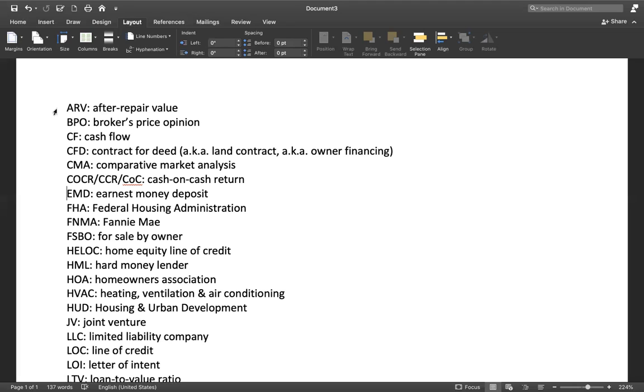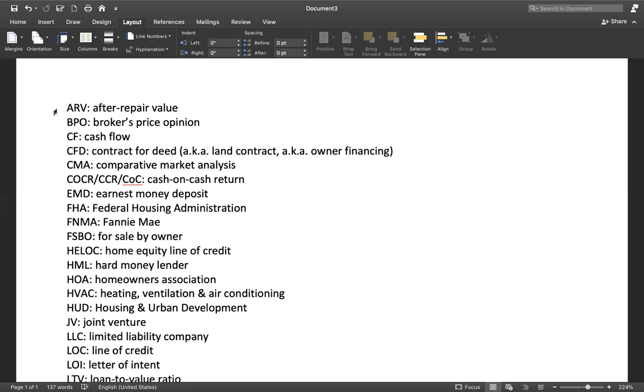Another one is EMD. It stands for earnest money deposit. So when you're buying a property, you have a purchase and sale agreement with the seller, and then you also have to hand in your earnest money deposit. It could be a few $100, a few $1,000s, depending on what you negotiate and what the cost of the property is. Another common one is FHA. It stands for Federal Housing Administration, a government agency.